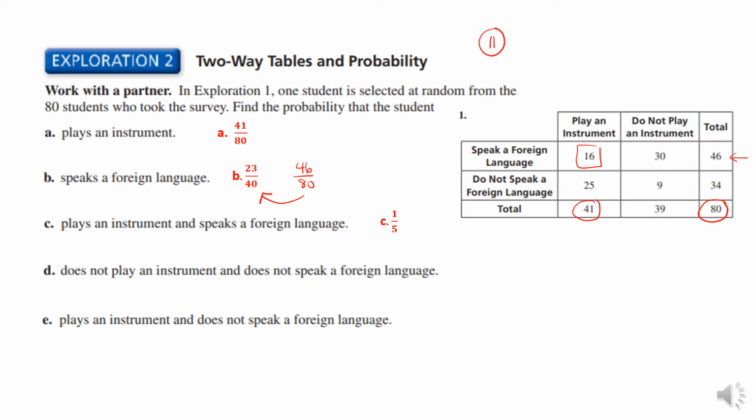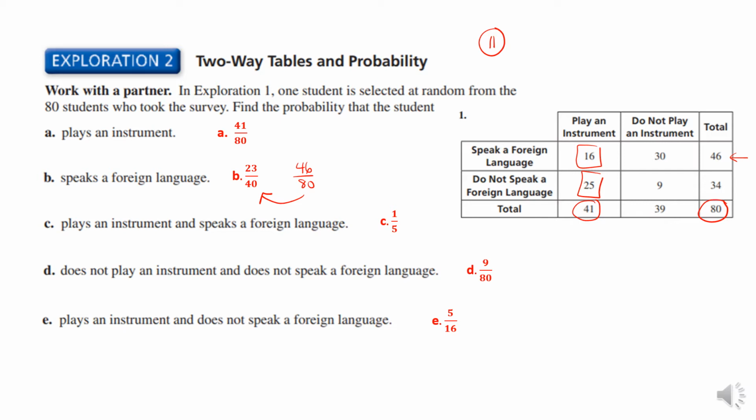Okay, so the next one, does not play an instrument or speak a foreign language. That's 99 over 80, and that does not reduce. And then plays an instrument but does not speak a foreign language. That would be 25 over 80, which would also reduce. Okay, so make sure you're remembering all those little details.